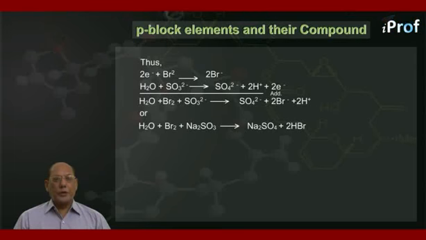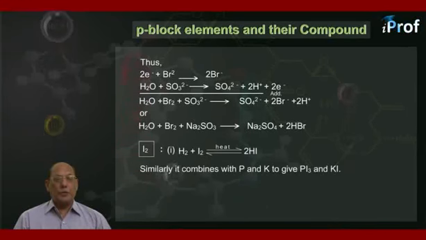Or we can write H2O plus Br2 plus Na2SO3. The products are Na2SO4 plus 2HBr. Bleaching action of bromine is weaker than that of chlorine. Next is iodine, I2.